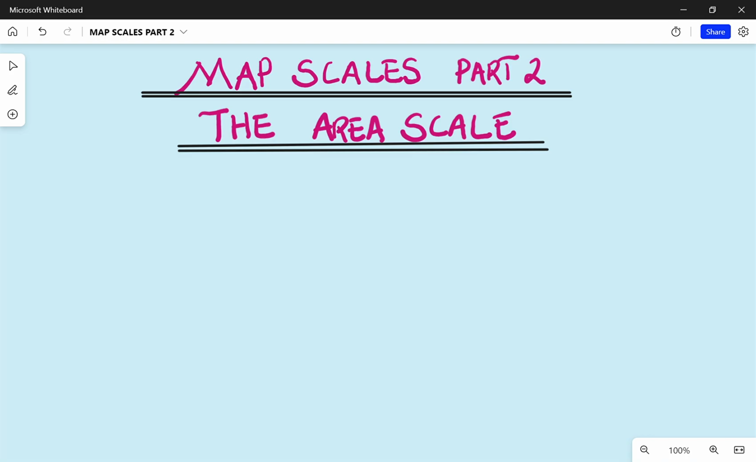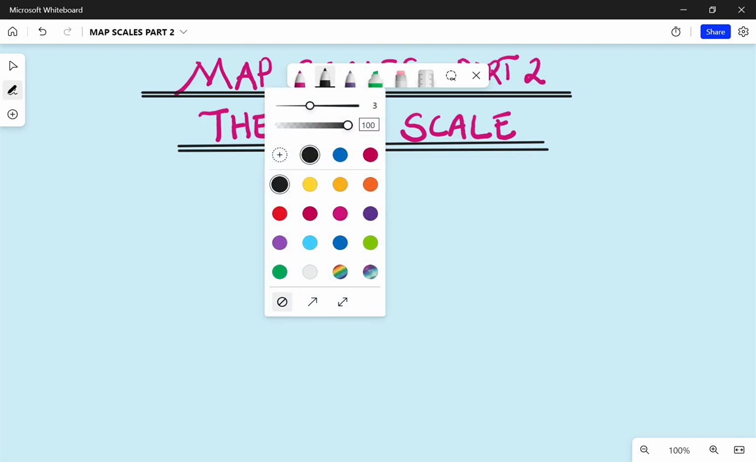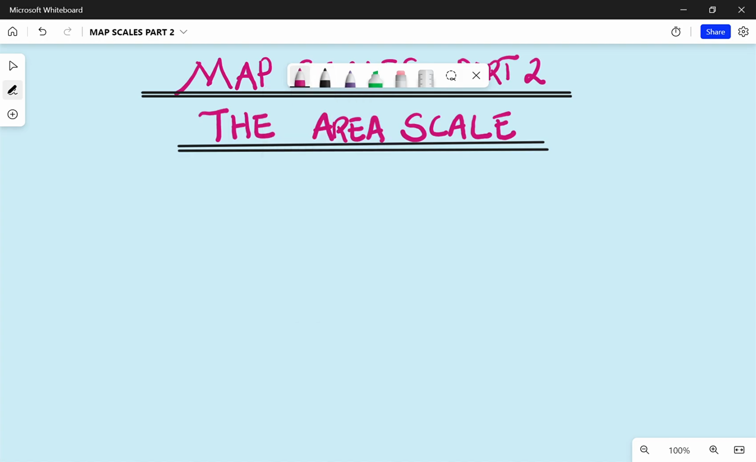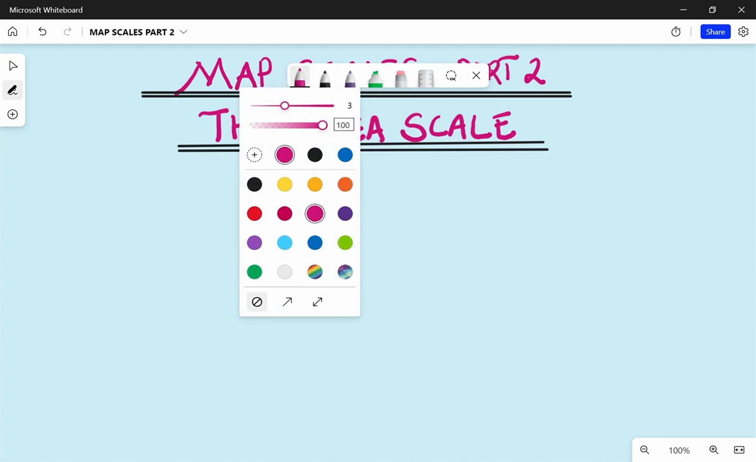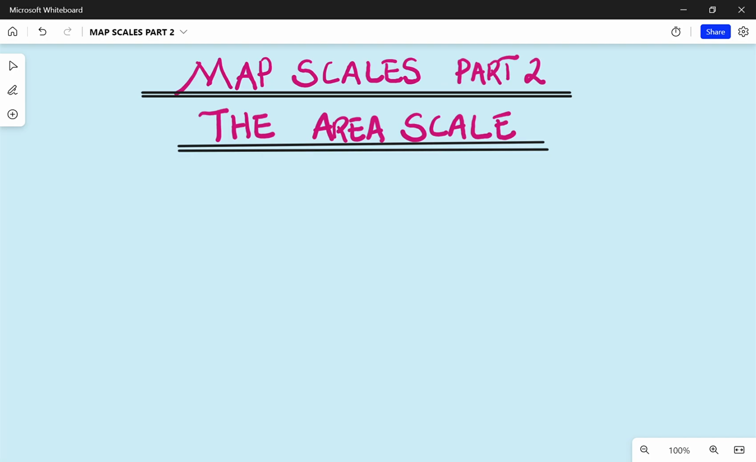Welcome to today's lesson. This lesson is a continuation of where we ended on map scales part 1. So this is part 2 of the lesson, where we are just going to concentrate on the linear scale factor and the area scale factor. I explained in the previous video how we do the conversions. So this is a continuation video. Let's go into the lesson of today.